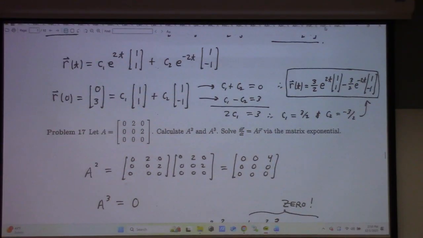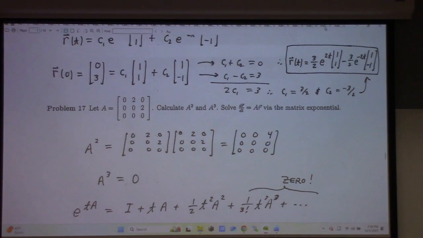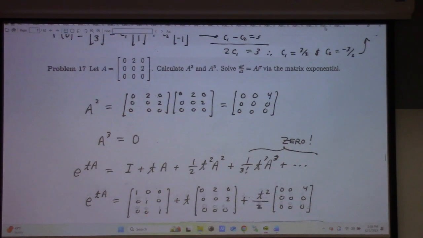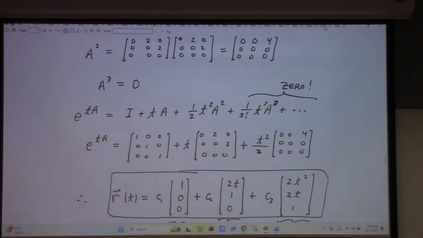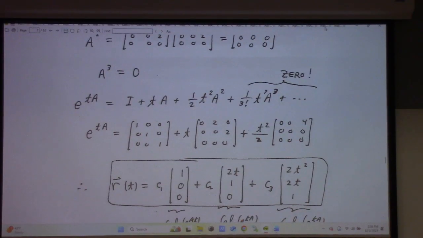This one here is what's called a nilpotent matrix. So the cube is 0, which means we can just go to the matrix exponential and straight calculate the fundamental solution matrix. And then once we have that, we can write down the solution as a linear combination of the columns of the fundamental solution matrix. There's your answer.